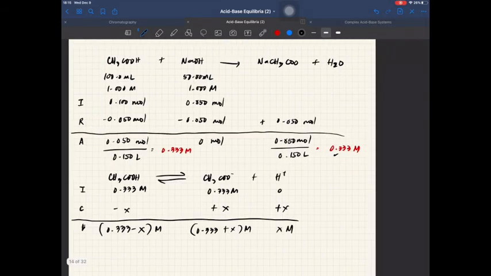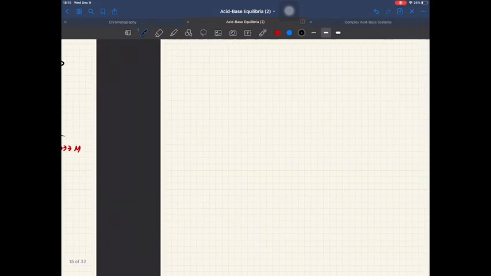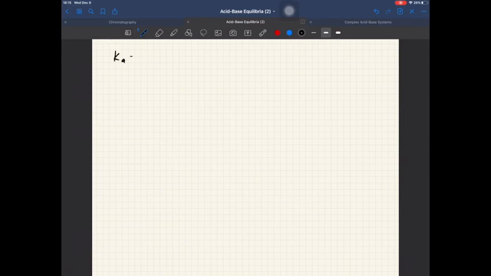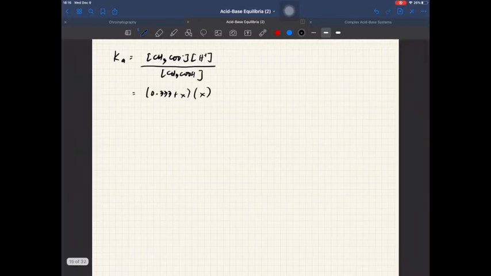The next thing that we have to do is to calculate the value of x using the equilibrium constant expression. The equilibrium constant expression, or the Ka, is the concentration of the acetate and the concentration of hydrogen ion divided by the concentration of acetic acid. These are 0.333 plus x, and we have x from here, and we also have 0.333 minus x, which is equal to the value of Ka, and the value of Ka is 1.8 times 10 to the negative 5.